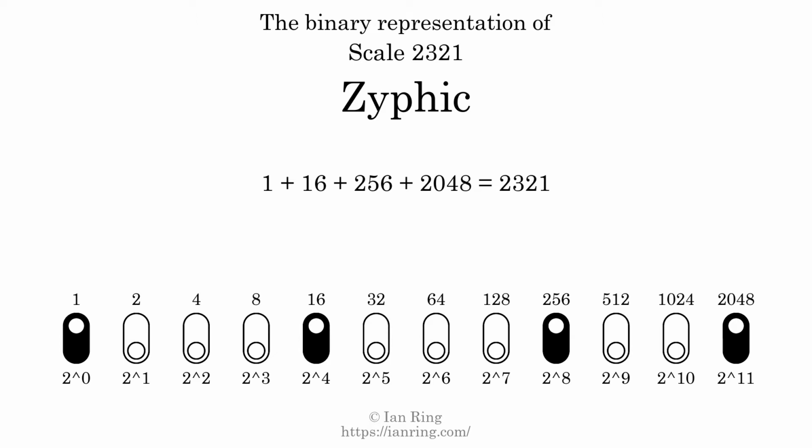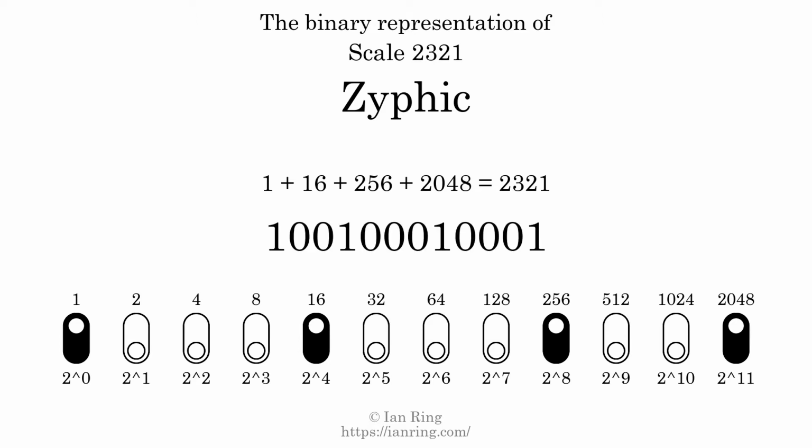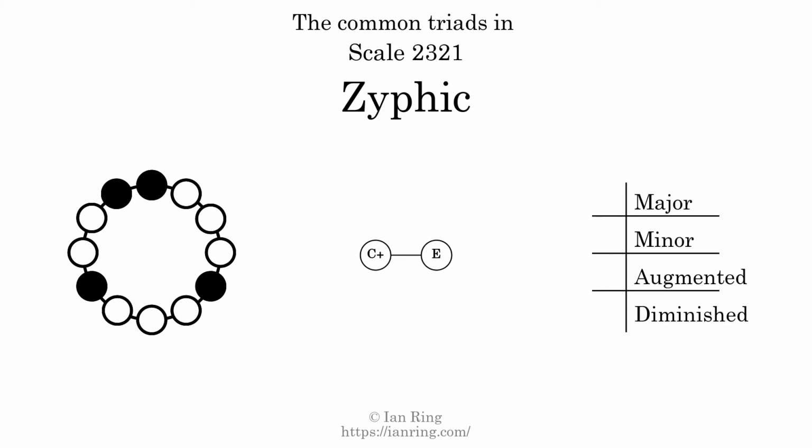2321. The scale number not only enumerates the scale with a unique index, but it also literally describes the tonal content of the scale. Represented as a binary number in base 2, the scale number is 1001000100001. Here are the common triads present in this scale.